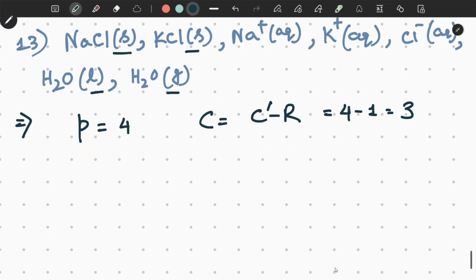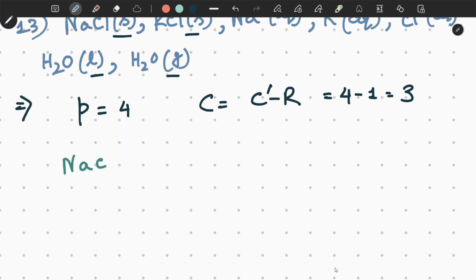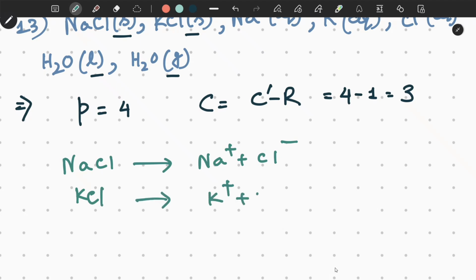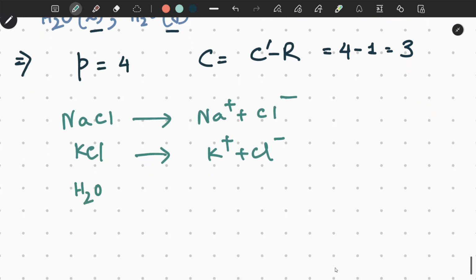Or you can think like that. That's why I'm saying these components will not be changed. You can consider that dissolved also. If you see, this will be Na+ Cl-, K+ Cl-. And H2O is H+ OH-? No, that we will not consider. That we know, because considering that will not make any change. Liquid to gas. That's it. So here it will be 3.